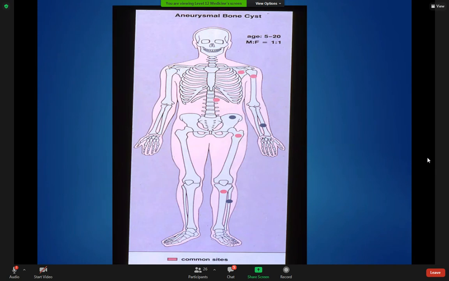Aneurysmal bone cyst, the second condition, is the same as the simple bone cyst, but the difference is that it is aneurysmal. ما معناته إن فيها blood زي الانيوريزم. No. إنها ballooning. إنها منتفخة like an aneurysm. Again, it comes in children, usually presenting with a painful condition.